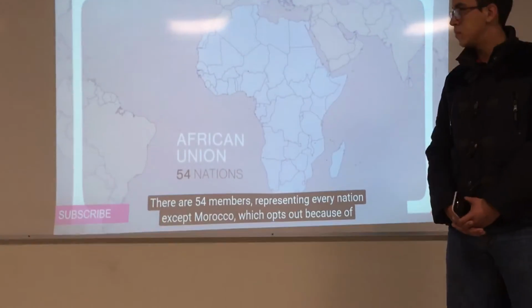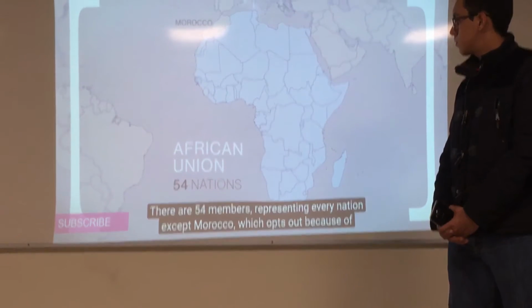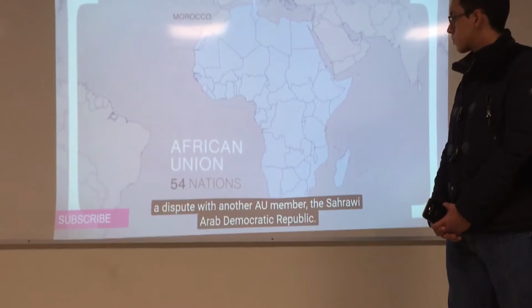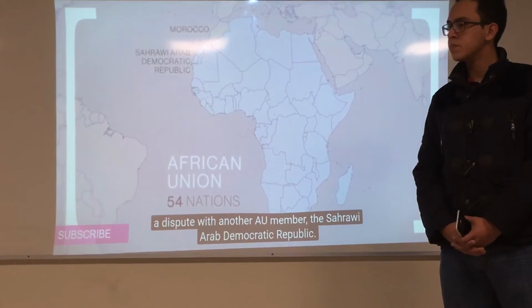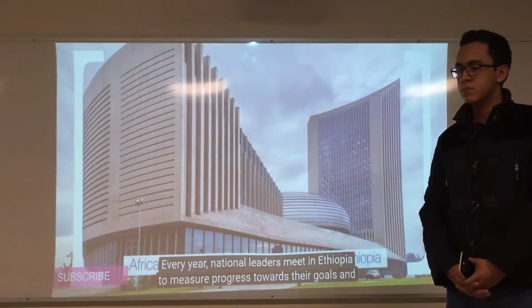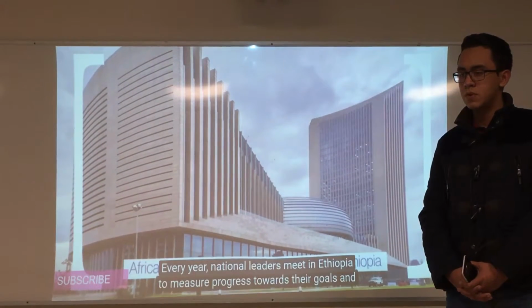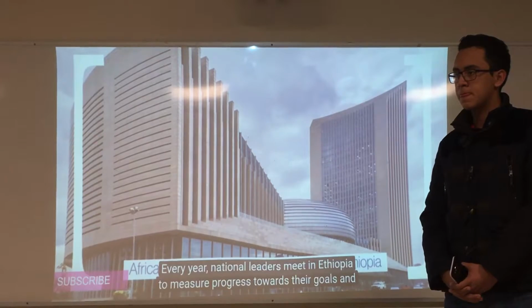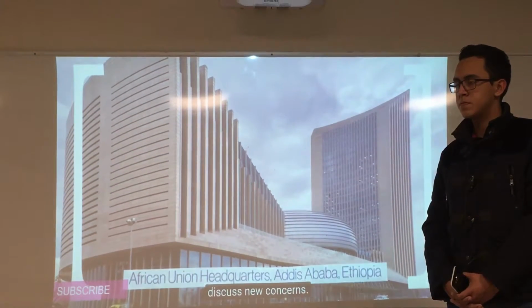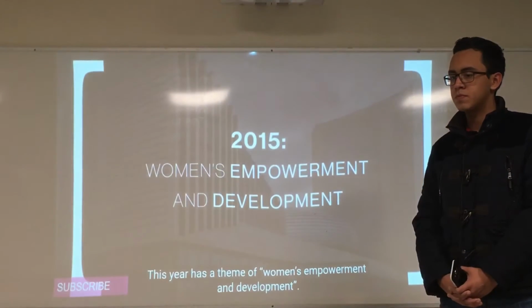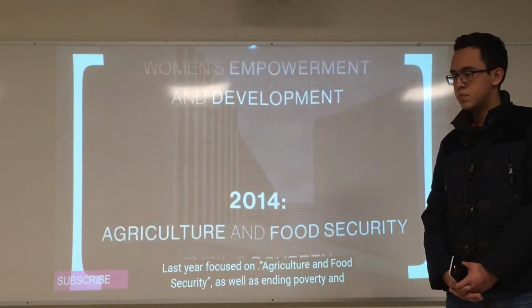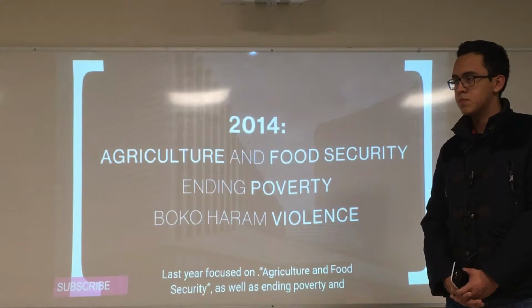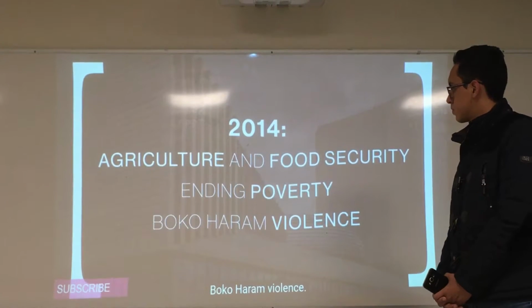There are 54 members representing every nation except Morocco, which opts out because of a dispute with another AU member, the Sahrawi Arab Democratic Republic. Every year, national leaders meet in Ethiopia to measure progress towards their goals and discuss new concerns. This year has a theme of women's empowerment and development. Last year focused on agriculture and food security, as well as ending poverty and Boko Haram violence.